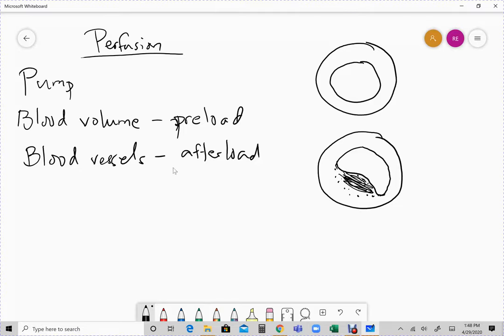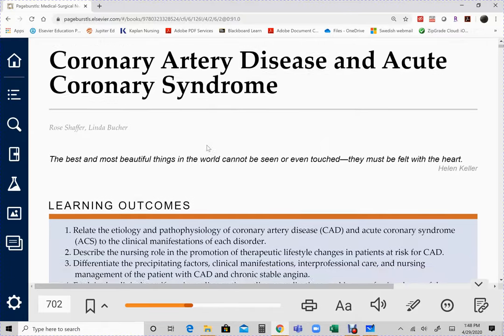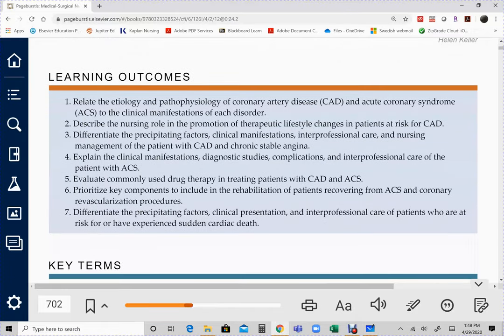All right, so let's begin. So we'll follow the textbook. So the learning outcomes, this is my suggestion. When you read the chapters, you always look at the learning outcomes. What are you trying to learn really in the chapter? So there are 7 outcomes here. One is we have to know the pathophysiology. How did this condition occur?